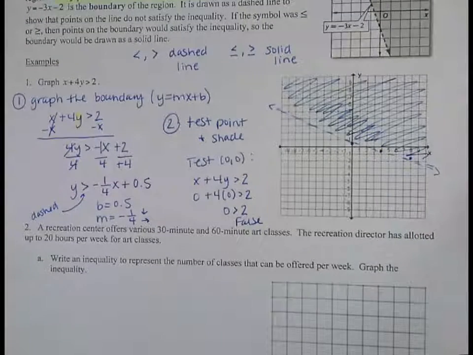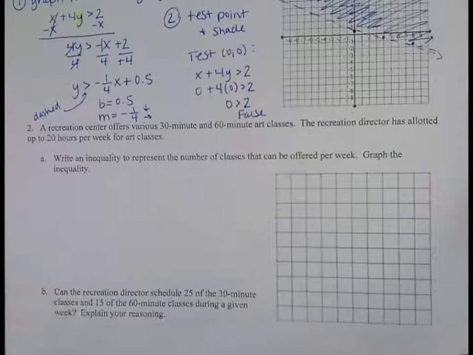All right, and that is how you graph a linear inequality. So make sure, again, you're getting your inequality into slope-intercept form, graphing the boundary, and pay attention to whether or not it should be solid or dashed, and then testing a point to determine which half of your coordinate plane to shade. So then example 2 is now an application using a linear inequality.